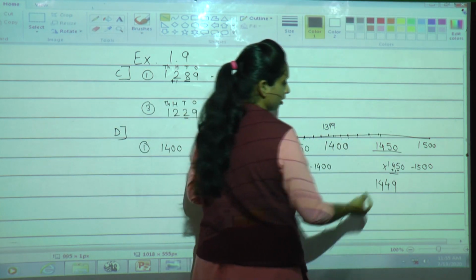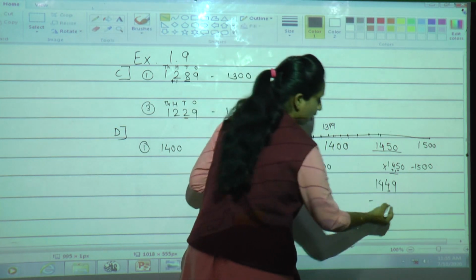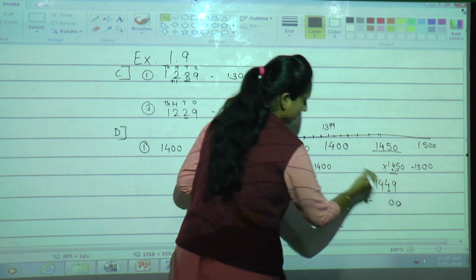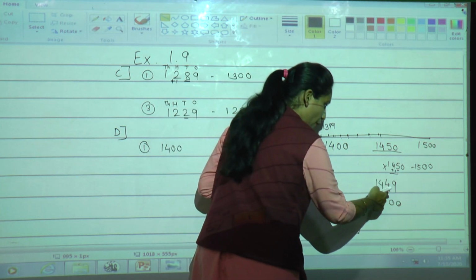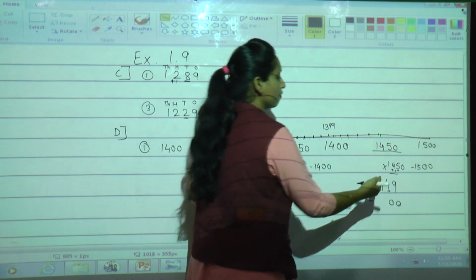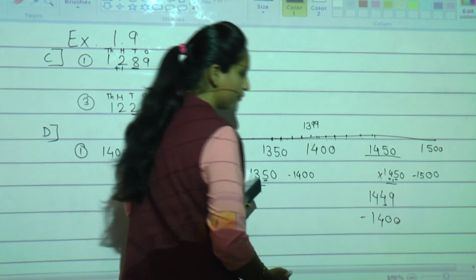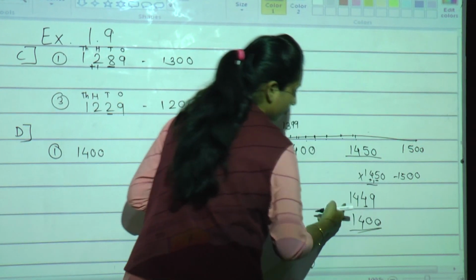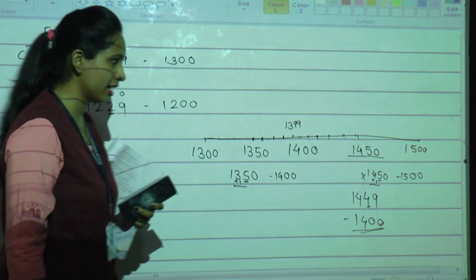1449 will come. Let us see about this number. Underline the tens place, place the zeros at ones and tens place. When it is 4 or less than 4, we should not change the hundreds place. So I will write 1 and 4. Now you can see the 1449 numbers we can round off to 1400 only.